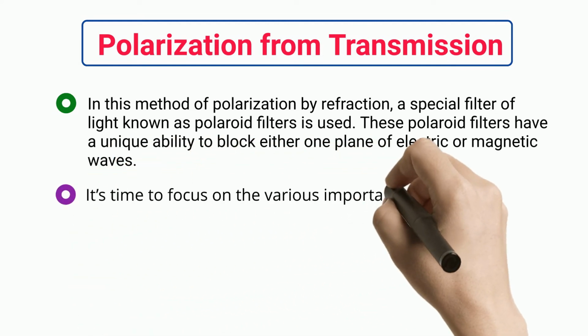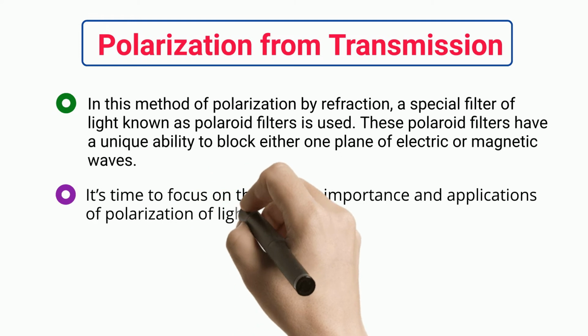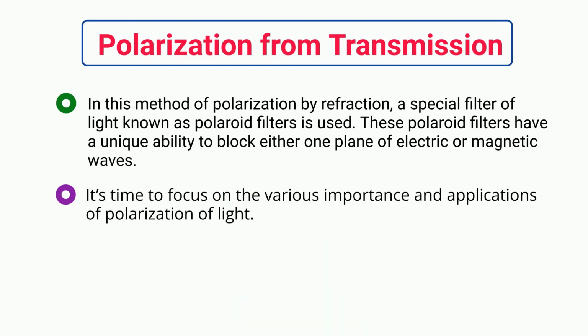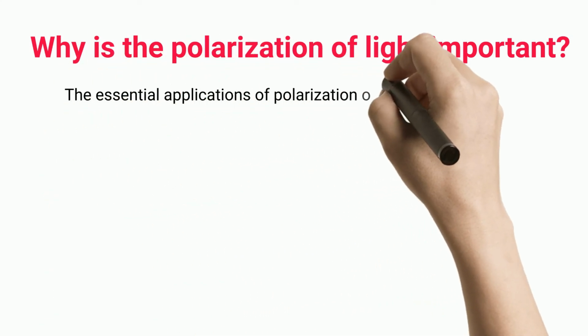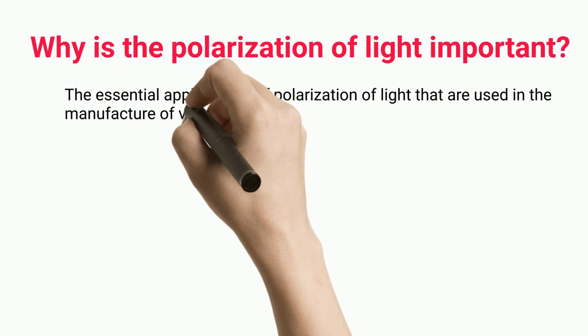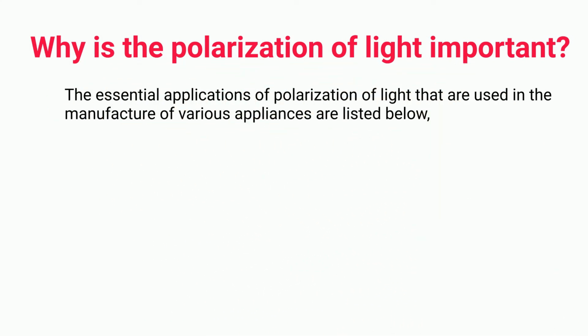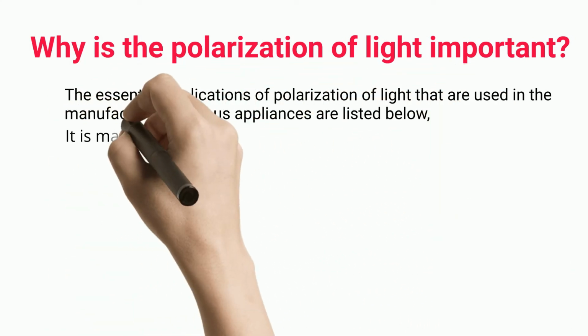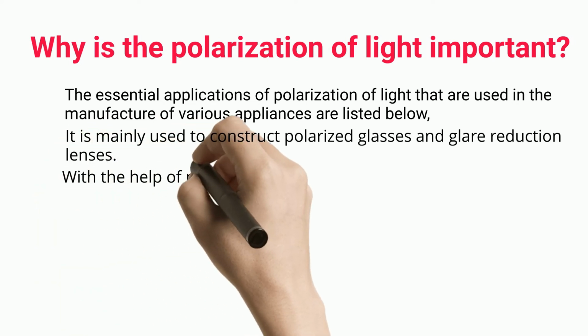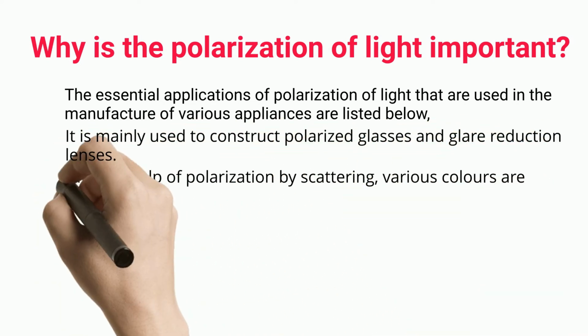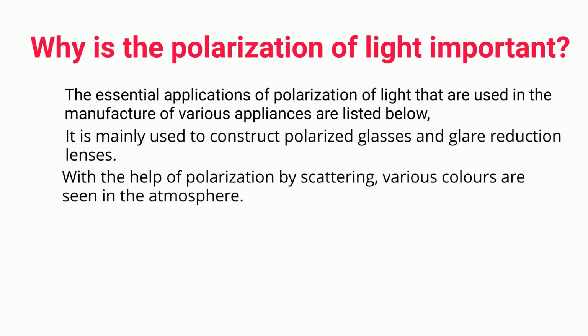It's time to focus on the various importance and applications of polarization of light. Why is the polarization of light important? The essential applications of polarization of light that are used in the manufacture of various appliances are listed below. It is mainly used to construct polarized glasses and glare reduction lenses. With the help of polarization by scattering, various colors are seen in the atmosphere.